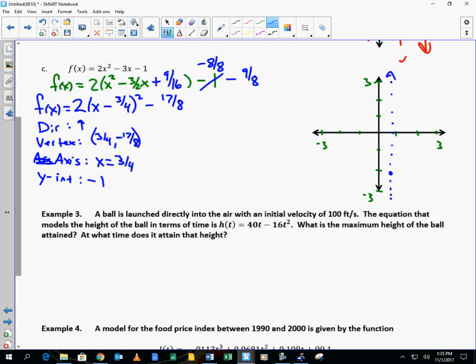Axis of symmetry goes right between them. Y-intercept of negative 1. Want to reflect a point over, that would go over to 1.5. We have our shape. Min or max? Minimum of negative 17/8.